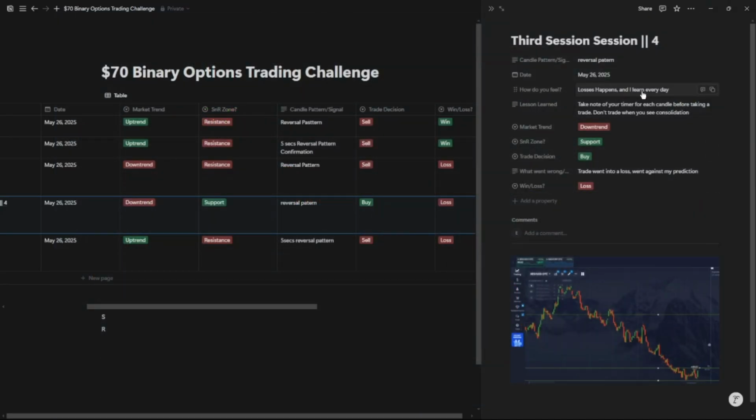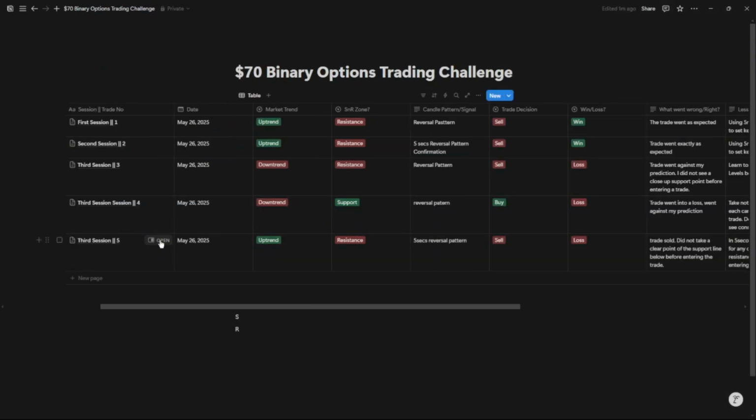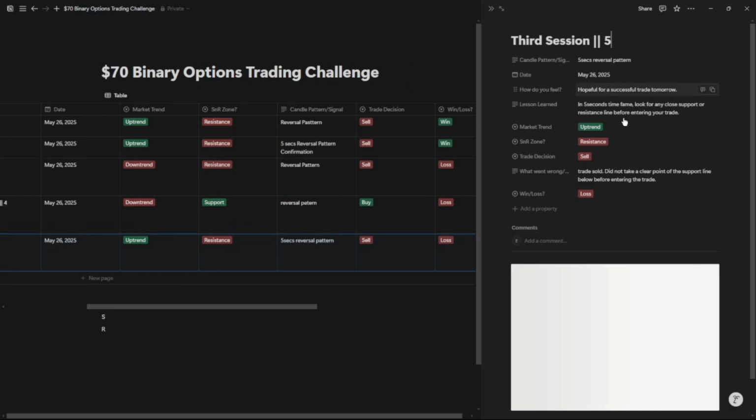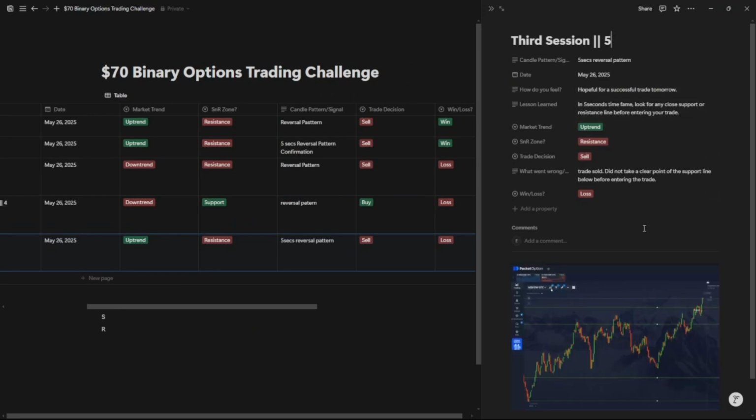How do I feel? Losses happen and I learn every day. So for the last trade, the third trade that I had a loss. Wow, all my trades today were on 5 seconds. Wow. For the last trade, let me expand.